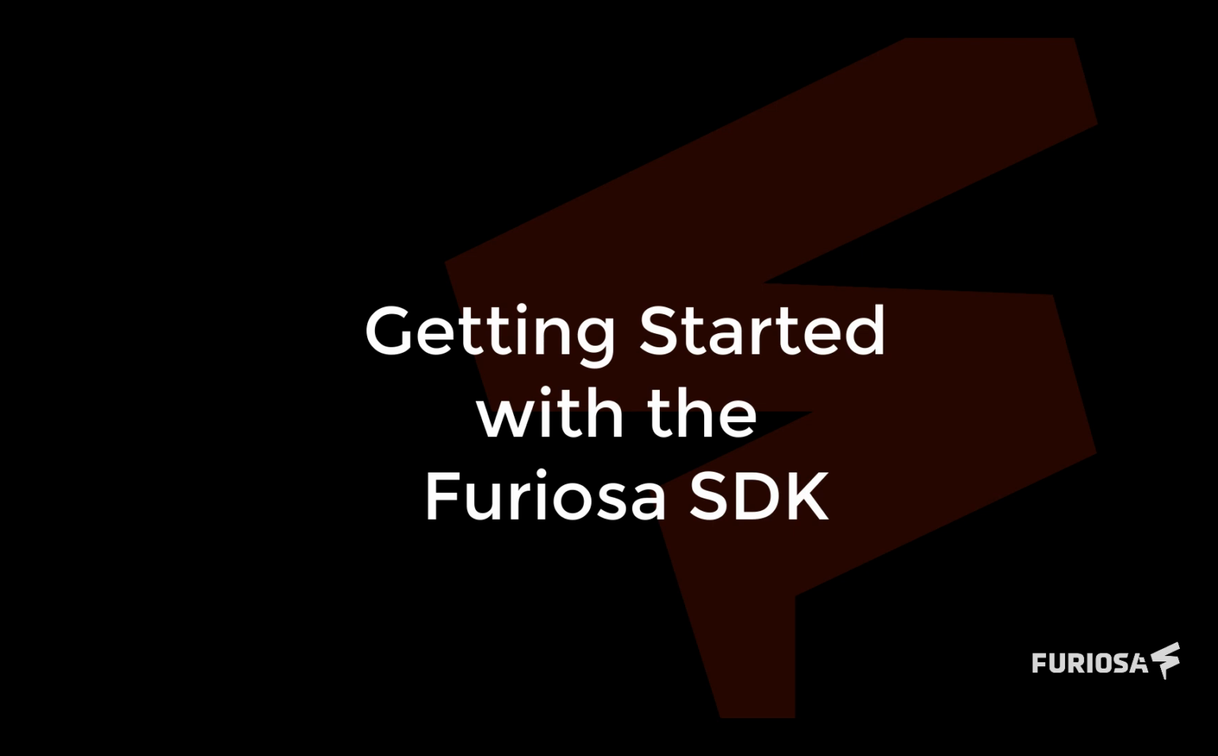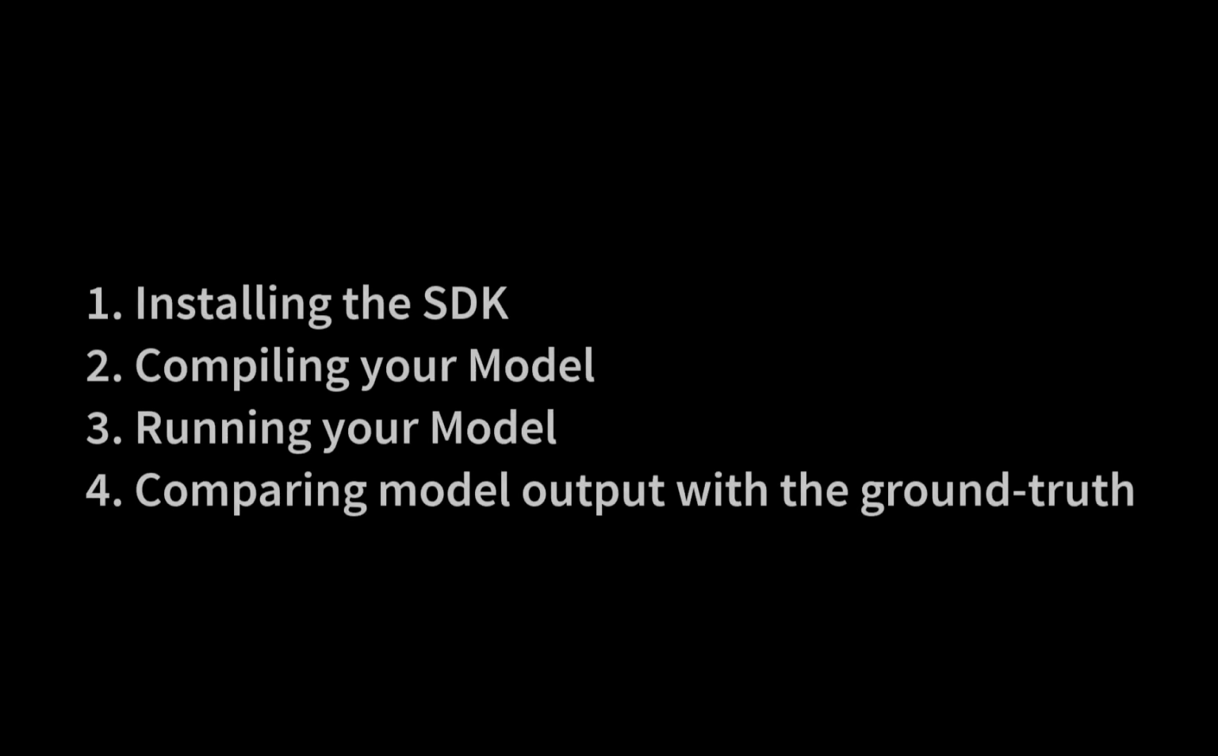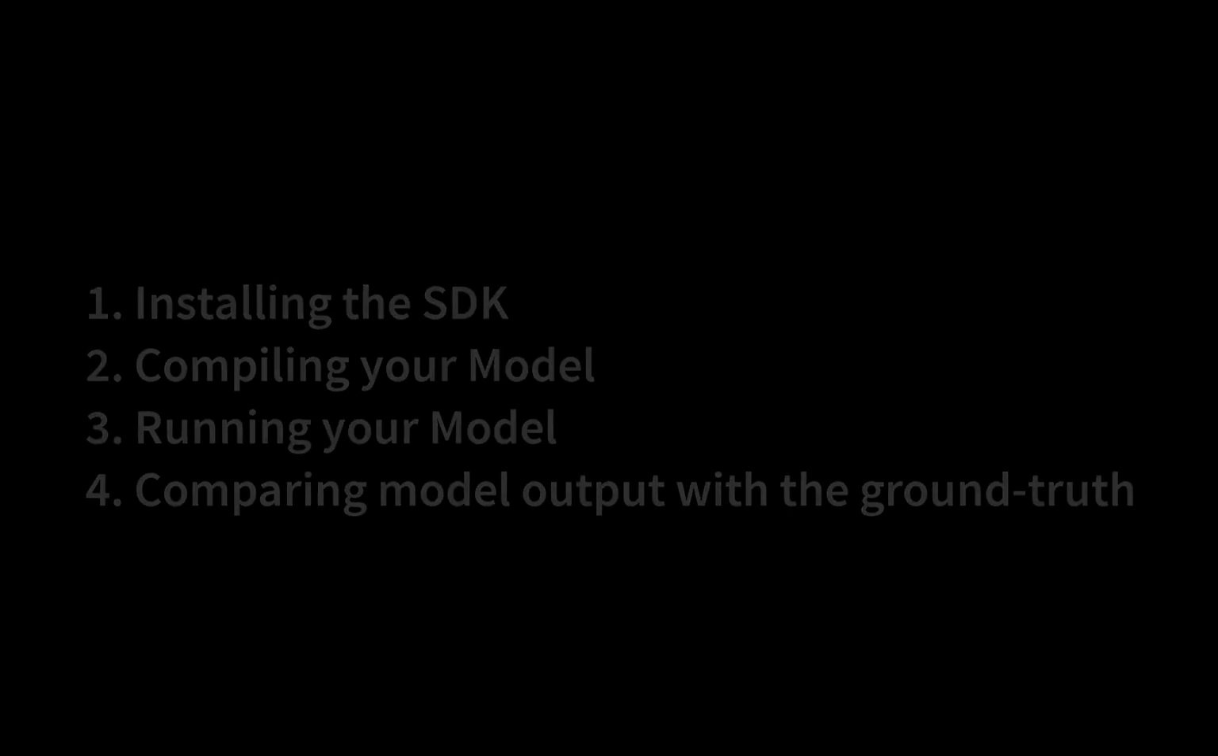In this Getting Started video, you will learn about installing the Furiosa Python SDK, compiling a neural net model that classifies images, running the model with the sample input image, and finally, taking the output classification and comparing it with the ground truth. Let's dive right in.